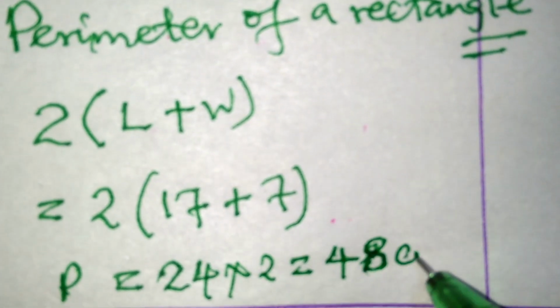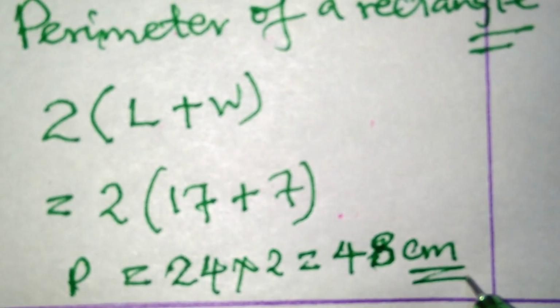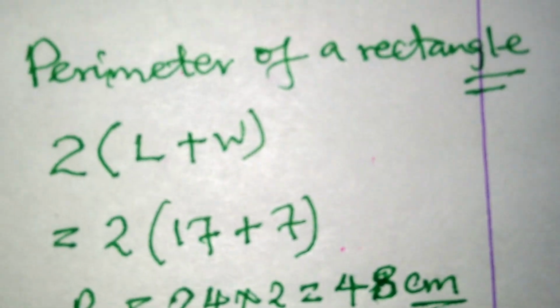So our perimeter is 48 centimeters. Thank you.